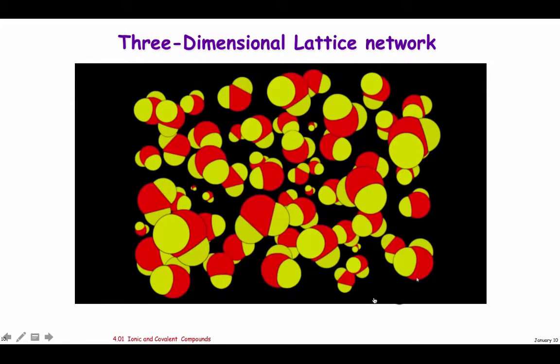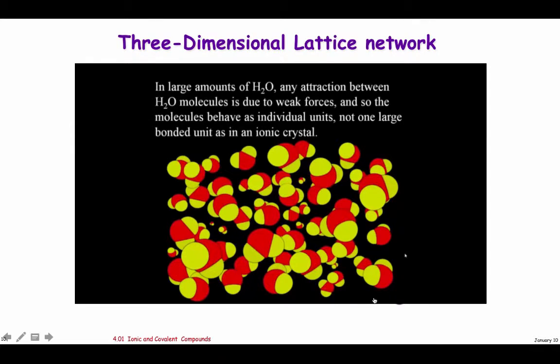And a collection of water molecules is just that, a collection of individual units of H2O that are covalently bonded single units of 2 hydrogens and 1 oxygen. They're not connected to each other except by weak forces. And so in large amounts of H2O, despite any interaction between the water molecules due to weak forces, the molecules still behave as individual units, not one large bonded unit as in an ionic crystal.